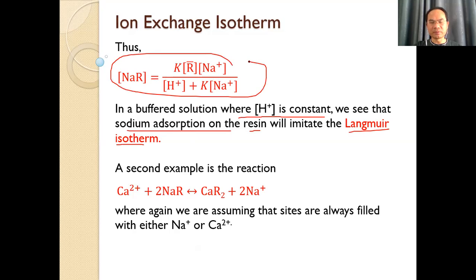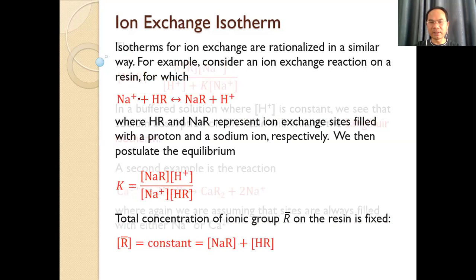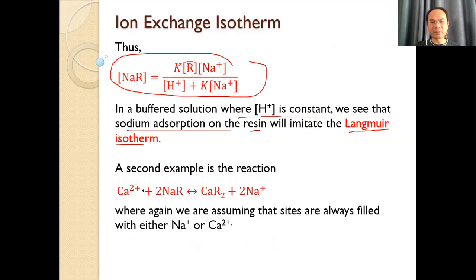For the second example, calcium ion. In this case, the difference is that there are two charges, while sodium has only one, so it is a different equation. The calcium ion exchanges with the resin carrying sodium ion, and then calcium will exchange with sodium: one calcium for two sodium. Again, we assume the sites will be filled with either sodium or calcium ion.